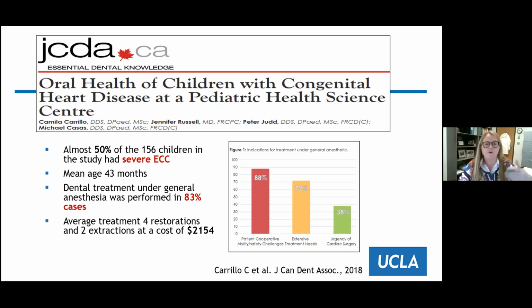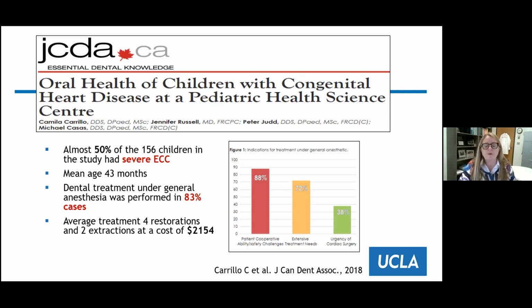Oftentimes, as said before and said in this article, they present way too late to be seen by a dentist. And then they have severe disease that requires extensive restoration. And this was interesting, the last bullet point here, that average treatment was 4 restorations and 2 extractions, and the cost was $2,154. And that's a significant amount of money that could be prevented.